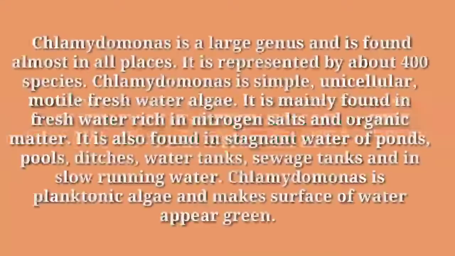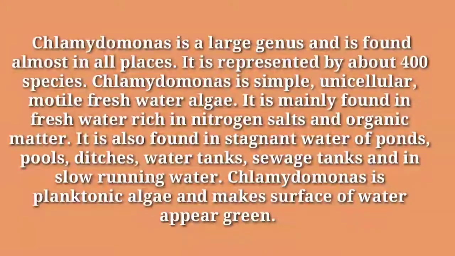Chlamydomonas occurrence. Chlamydomonas is a large genus and is found almost in all places. It is represented by about 400 species. Chlamydomonas is a simple, unicellular, motile freshwater algae. It is mainly found in fresh water rich in nitrogen salts and organic matter.